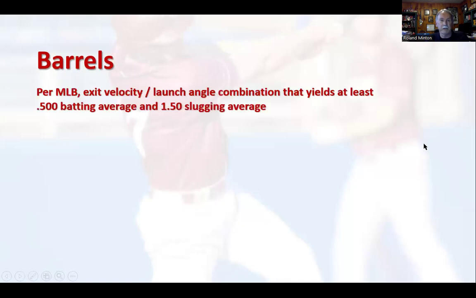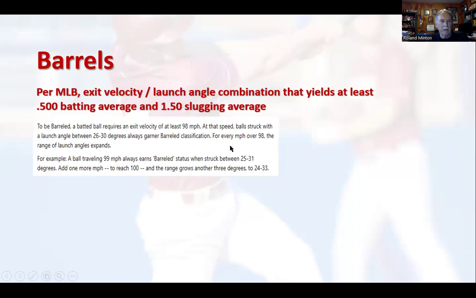Barrels is something that gets talked about a lot. So Major League Baseball uses exit velo and launch angle only. We want the values that yield a .500 batting average and 1.500 slugging average. In MLB, that means exit velo of at least 98 with angles 26 to 30 at 98 miles per hour. The larger the miles per hour, the larger the range of angles. More or less, you get plus and minus 1 degree for each mile per hour increase.